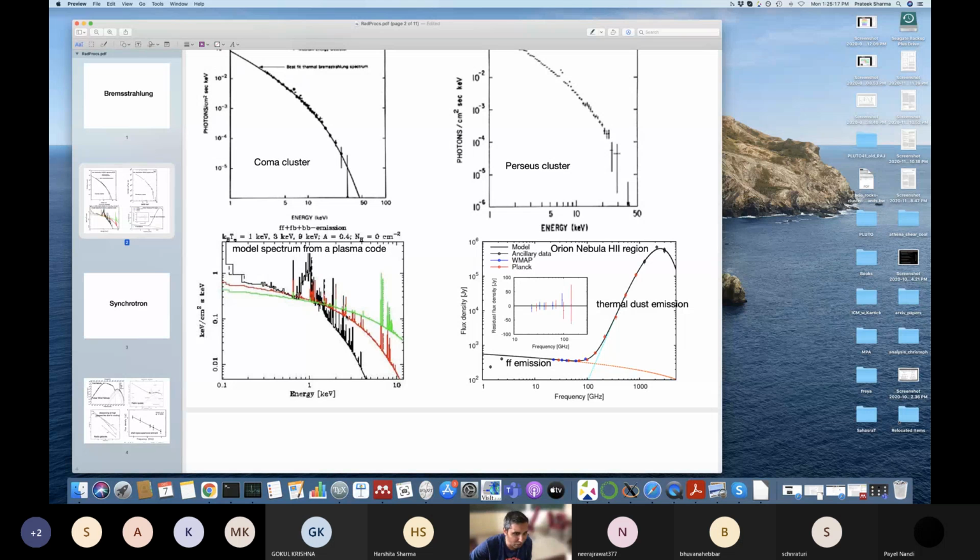Not only do you see this continuum emission, the background continuum, which is consistent with the Bremsstrahlung, you also see these broad lines and narrow lines. These lines are because of bound transitions. These are standard atomic lines from highly ionized species, for example, iron species.